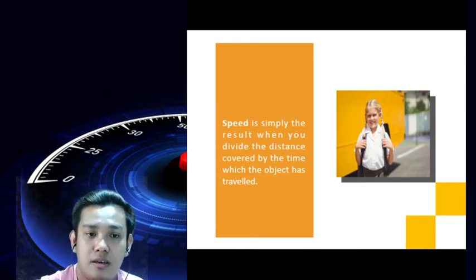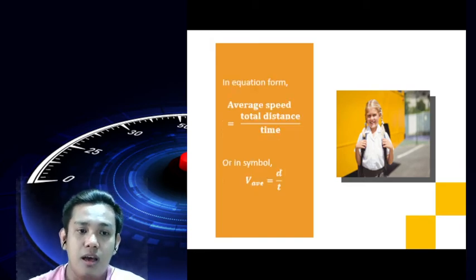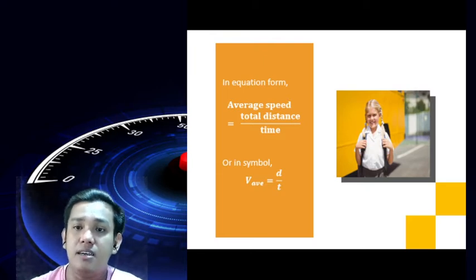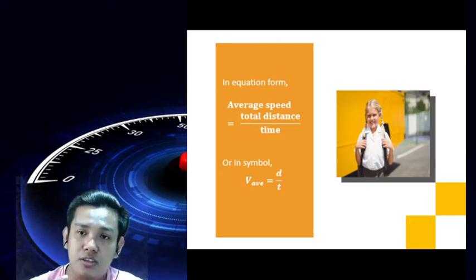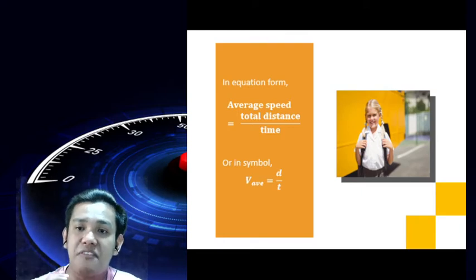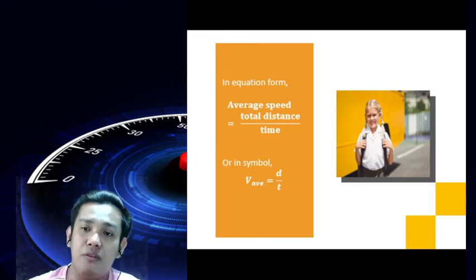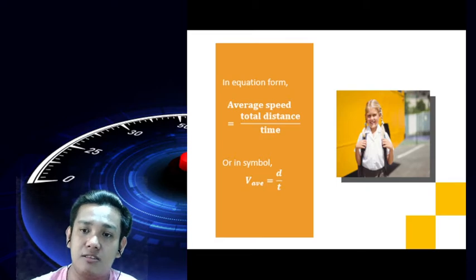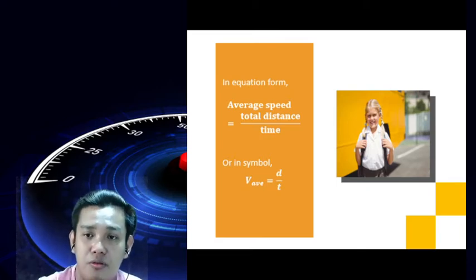Okay. In equation form, average speed is equal to total distance divided by time. Or in symbol, v, or average speed or velocity, equals distance over time.